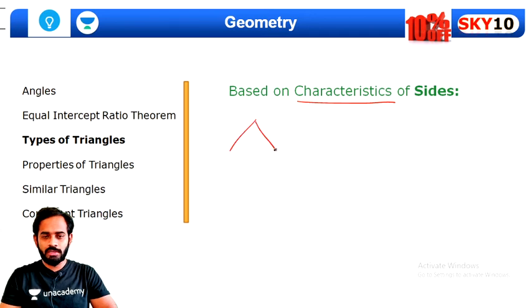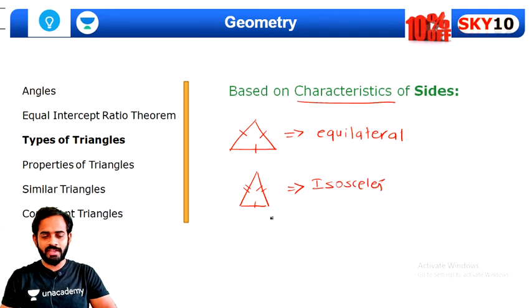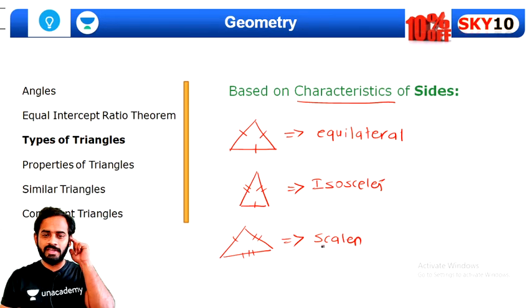If all the sides are the same, then we have this triangle as an equilateral triangle. If only two sides are the same, then this becomes an isosceles triangle. And if the lengths of all the sides are different, then this becomes a scalene triangle. So these are the three types of triangles based on length of sides. I hope all of you understood this part.